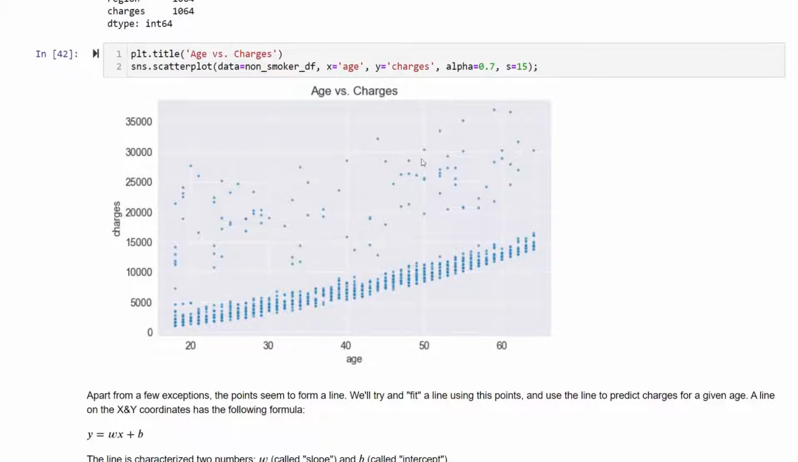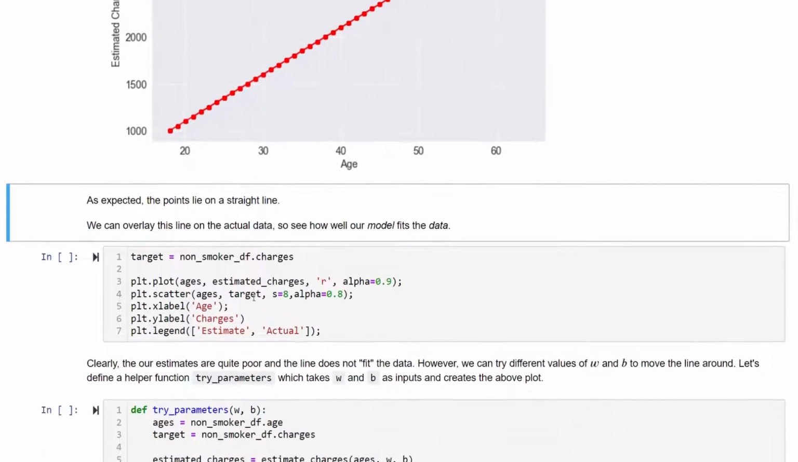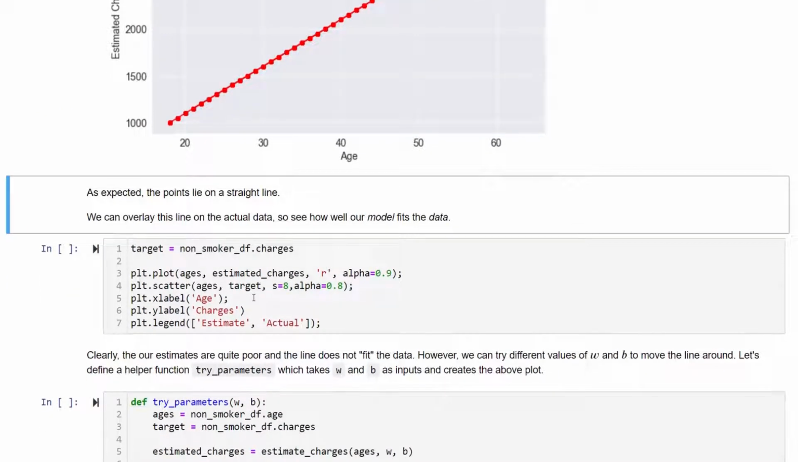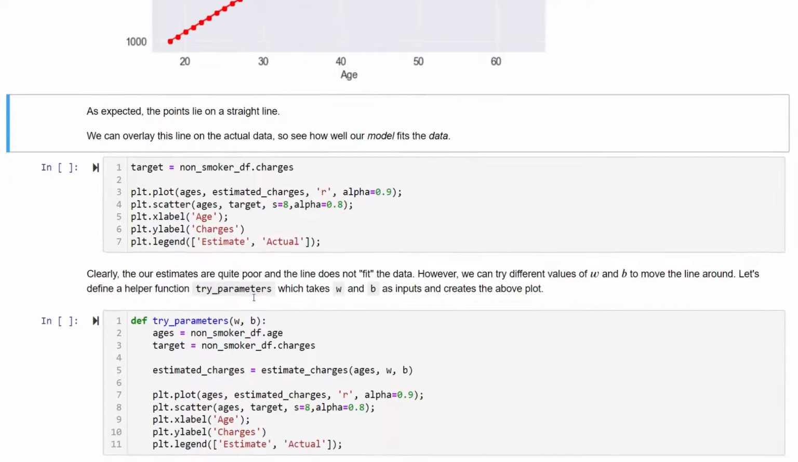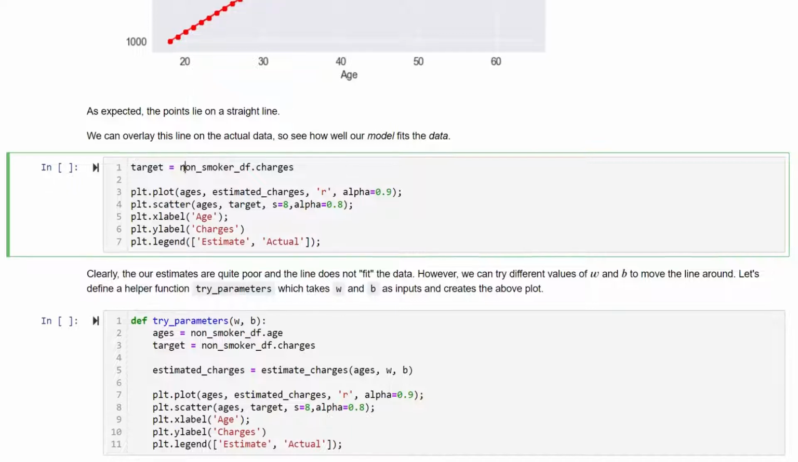Initially the line is like this, so we have to adjust it so the best model fits these scatter plots. We are soon going to adjust this line. We can overlay this line on the actual data and see how well our model fits the data. Okay, let's make a target. Our final target is the non-smokers. We are going to predict the charges for a non-smoker, so we make it the non-smokers data frame charges. I'm going to shift that data into the target variable and plot it along with the line.